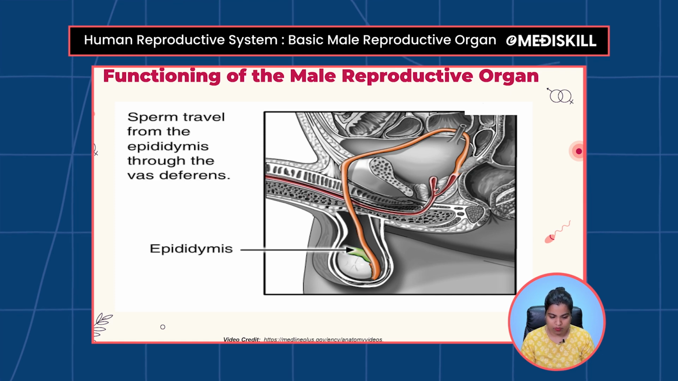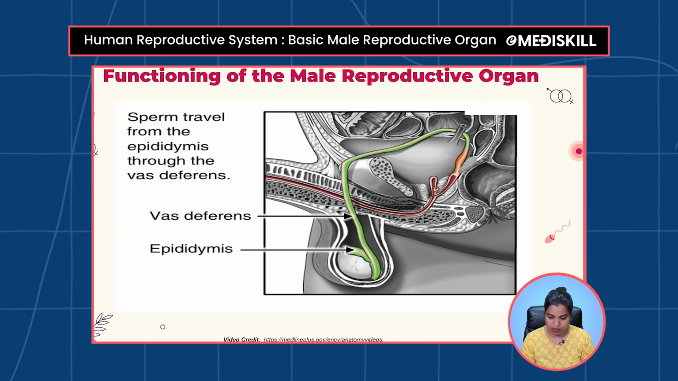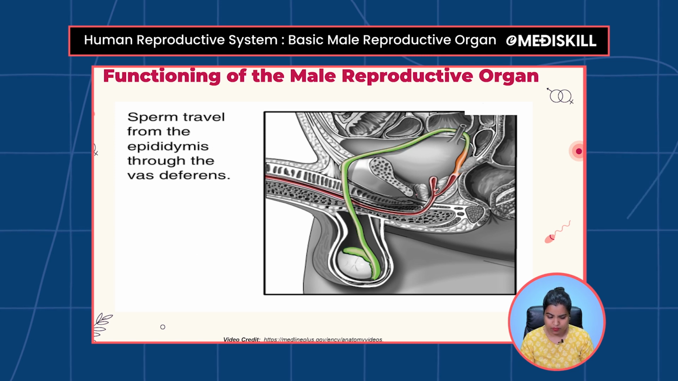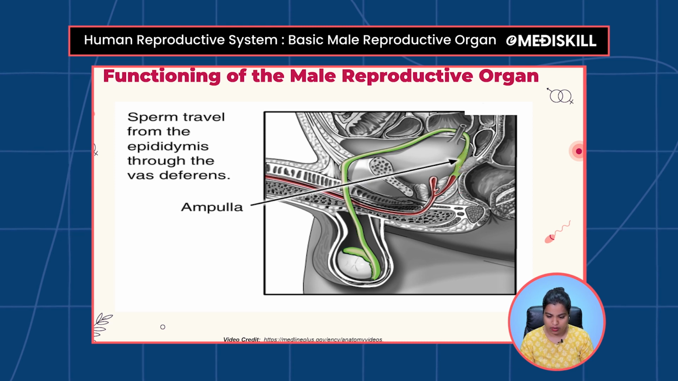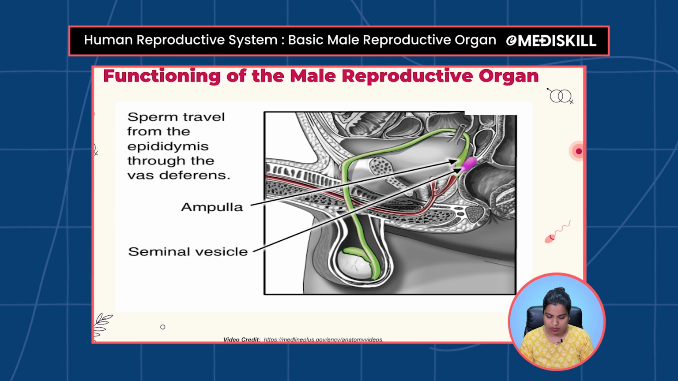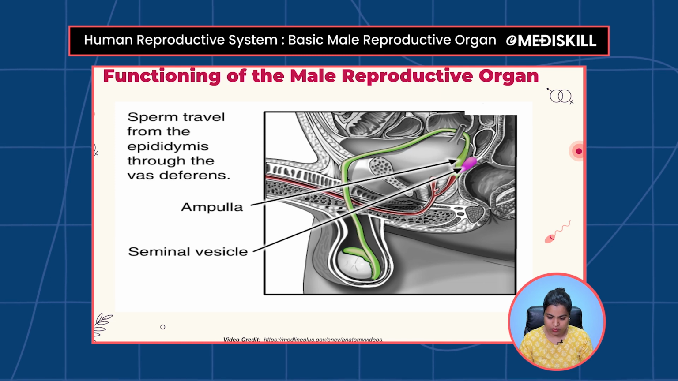And sperm travels from the epididymis through the vas deferens. This is the line we are talking about. Then the vas deferens, when it travels from there, particularly this is the ampulla we're talking about. So this is the region specifically where the seminal vesicle, the gland over here, is also situated.